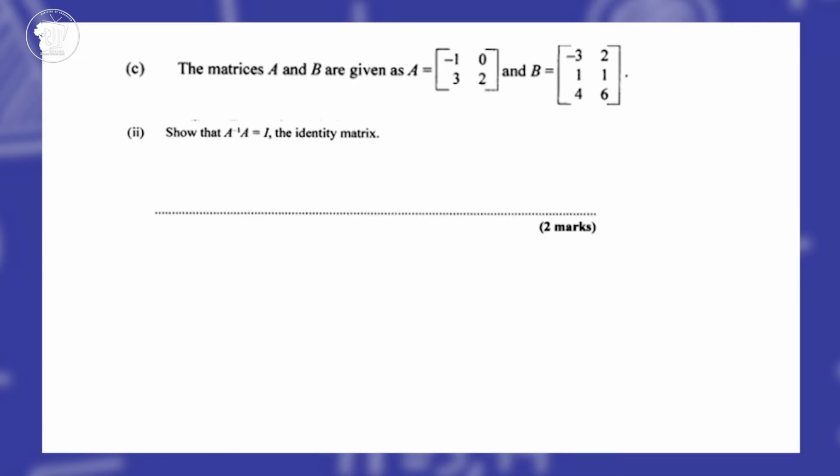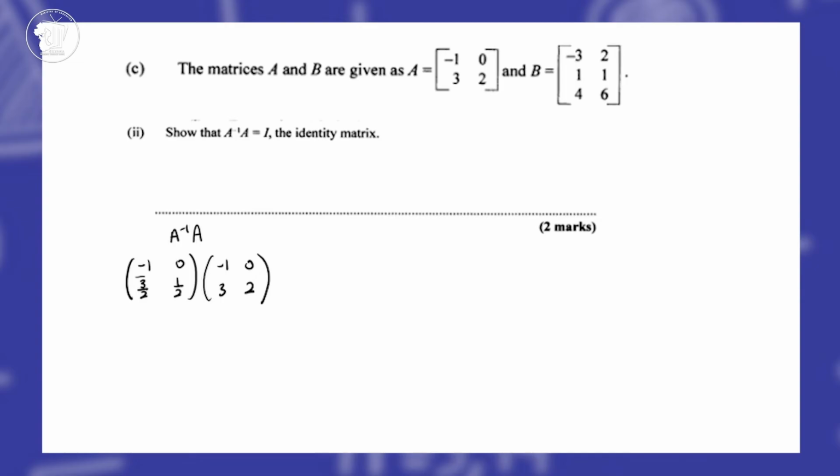So the next question says, we have the same set of matrices. They want us to show that A inverse multiplied by A is equal to the identity matrix. Let's remind ourselves what A inverse is. So it's A inverse multiplied by A. We know A inverse would be negative 1, 0, 3 over 2, and 1 over 2, multiplied by A, which is negative 1, 0, 3, 2.